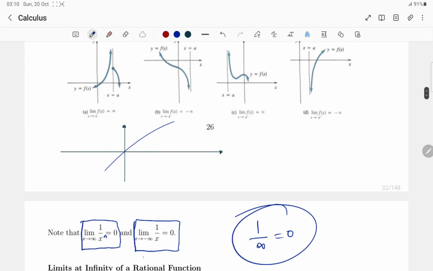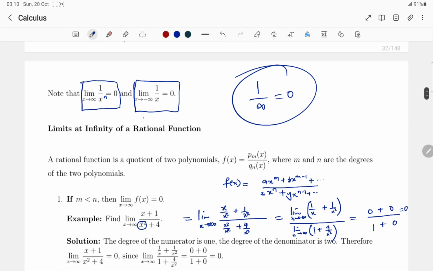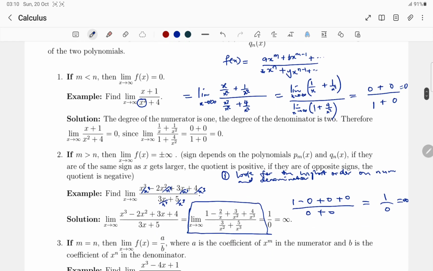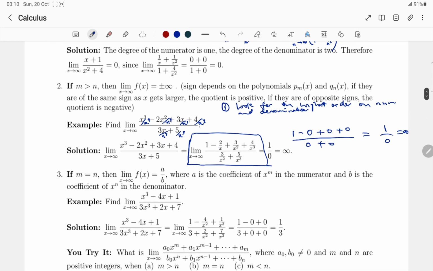Right. So just note that 1 over infinity is equal to 0 and 1 over 0 is equal to infinity. That is what you should know there.